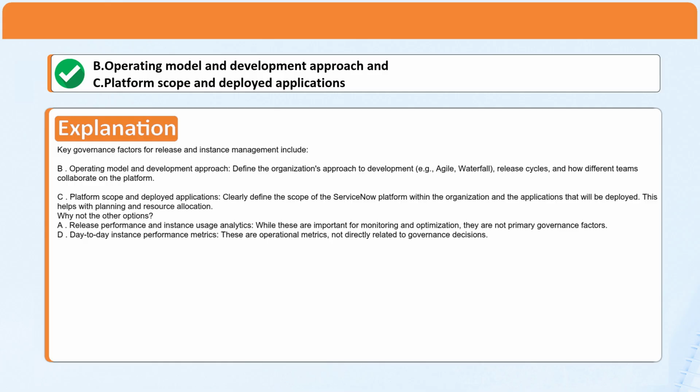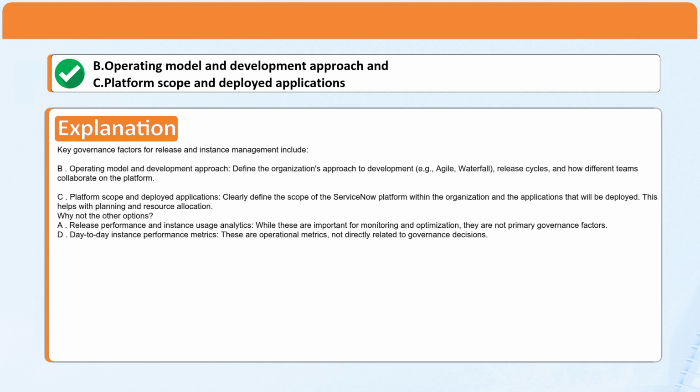Explanation. Key governance factors for release and instance management include B. Operating model and development approach. Define the organization's approach to development, e.g. Agile, Waterfall, release cycles, and how different teams collaborate on the platform. C. Platform scope and deployed applications. Clearly define the scope of the ServiceNow platform within the organization and the applications that will be deployed. This helps with planning and resource allocation.